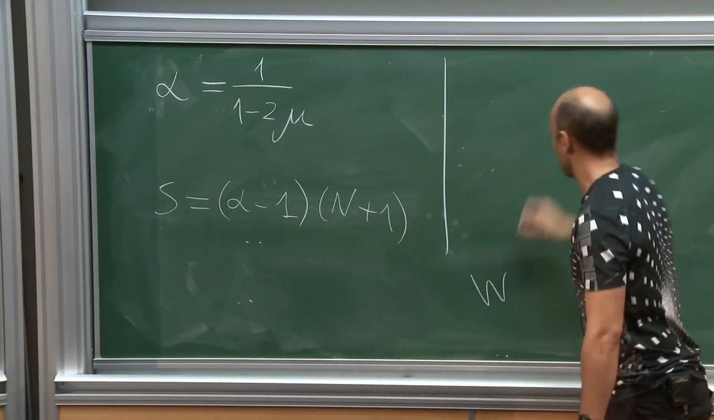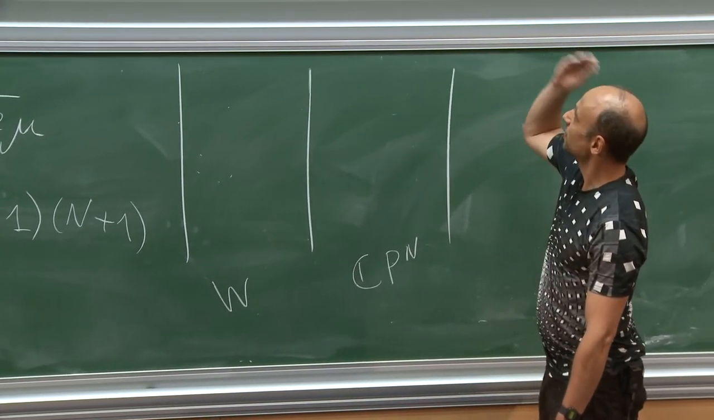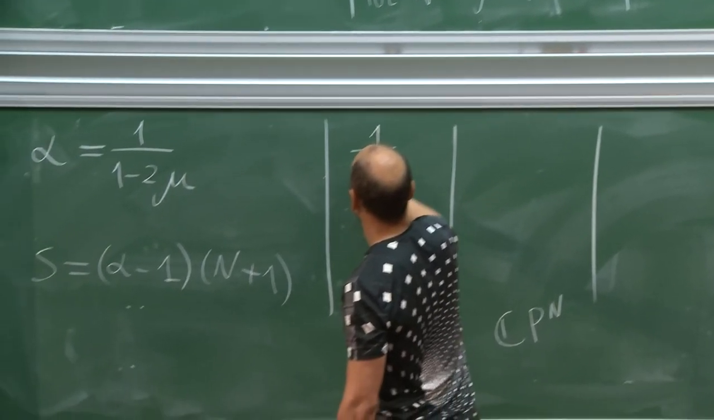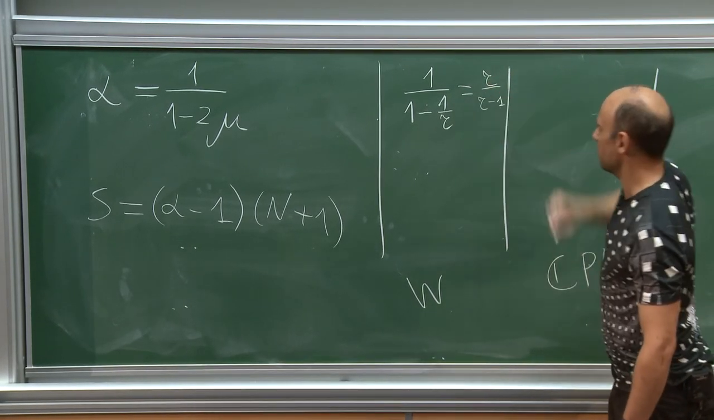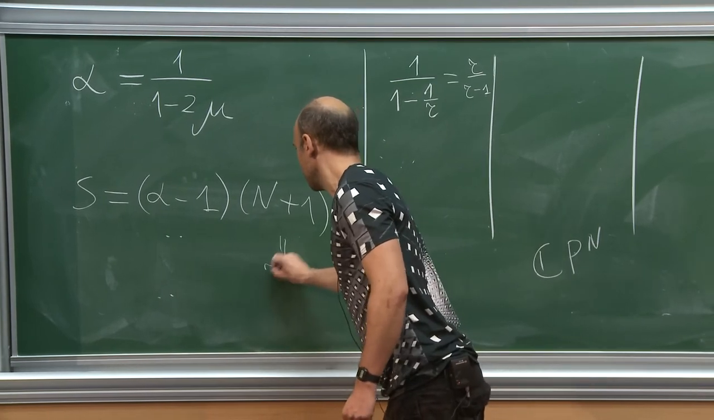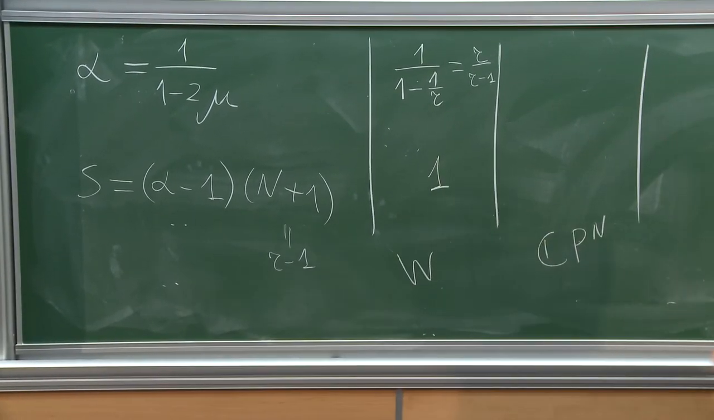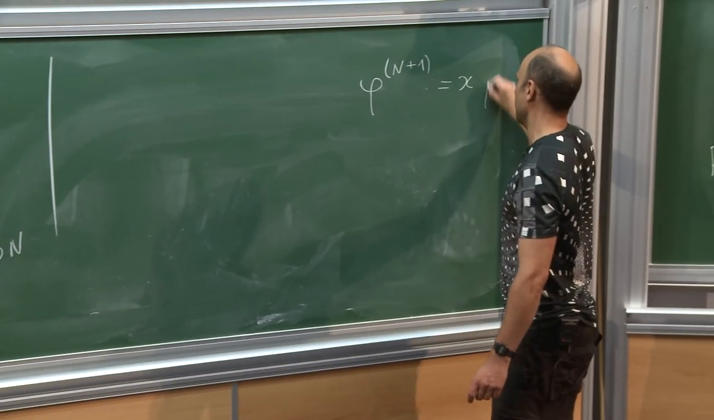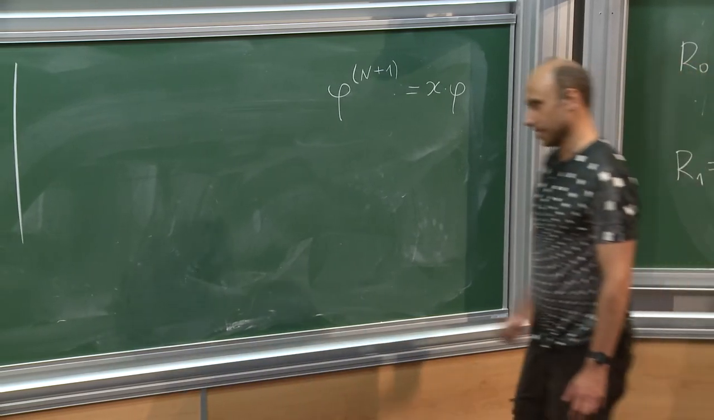So let's look at what it gives for Witten's class and what it gives for CPN. For Witten's class, mu is equal to 1 over 2r. So this gives us alpha equals 1 divided by 1 minus 1 over r, which is r over r minus 1. And n plus 1 is equal to r minus 1. So alpha minus 1 times n plus 1 is equal to 1. So in this case, we are just using the equation n plus first derivative of psi is equal to x times psi. And this was actually known from singularity theory. So this is not a new result.